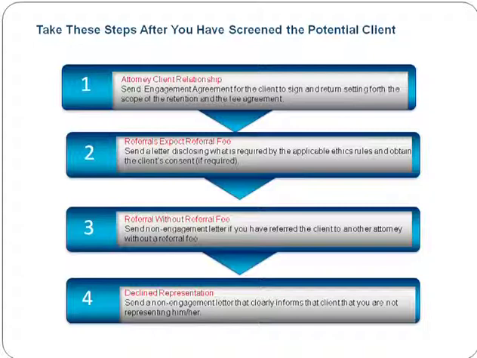If you've declined to represent the client, you should send a non-engagement letter that clearly informs the client you are not representing him or her and that you have no opinion about the matter. If there's a statute of limitations at issue, that should be addressed, and you should inform him that they should seek other representation. You should send a non-engagement letter if you have referred the client to another attorney without a referral fee.